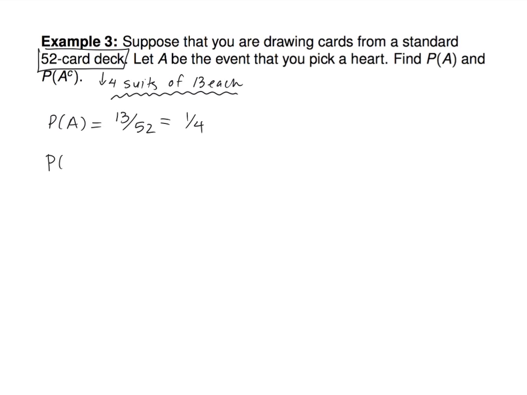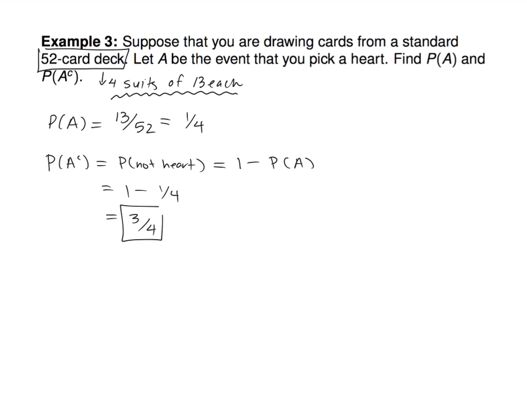Okay, how about P of A complement? So that's the probability of not heart. To subtract, you can do 1 minus P of A, or 1 minus 1/4, right? You also could think that there are 39 out of 52 that are not hearts, right? Same way? Okay.